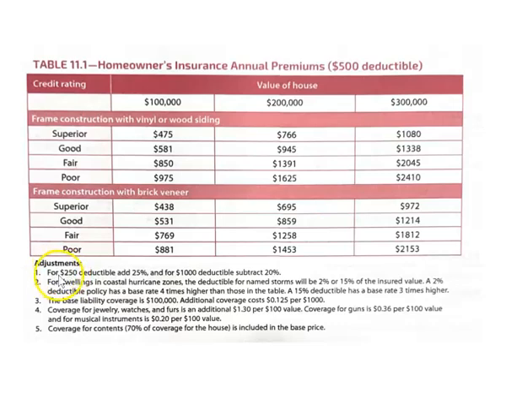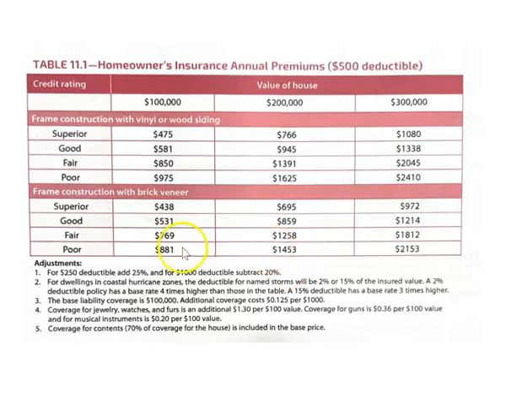For example, number 1 says for a $250 deductible, add 25%, and for a $1,000 deductible, subtract 20%. In other words, if you don't want your deductible to be $500, if you want to pay less out if there's property damage, then your premium is going to be 25% higher. Or if you want to have a lower premium and pay less every year and hopefully not have any damage, but if you do have damage, you would pay a higher deductible. You would pay the first $1,000. Then in this chart, you would subtract 20% from your base rate.